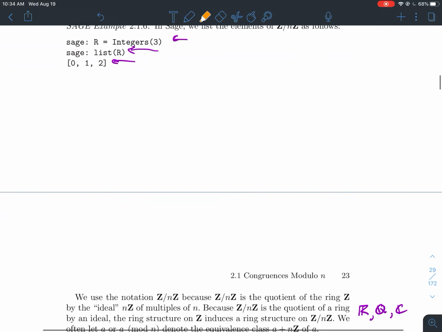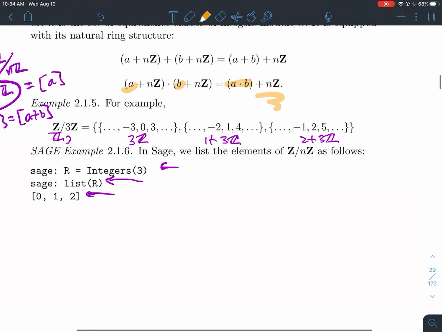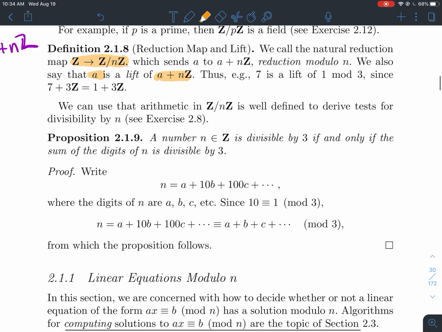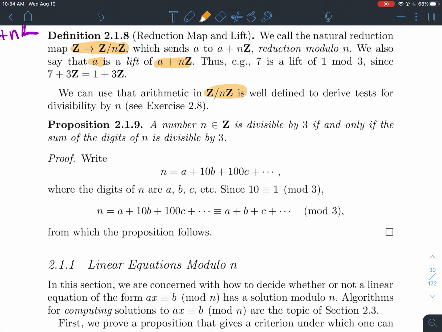So if I scroll back up here a little bit, I could say that 4 is a lift of 1 plus 3Z, since 4 is in that equivalence class with 1. Similarly, I could say that negative 1 is a lift of 2 plus 3Z here, since negative 1 is in that equivalence class. So I hope that you're a little bit more comfortable with arithmetic in Z mod nZ.